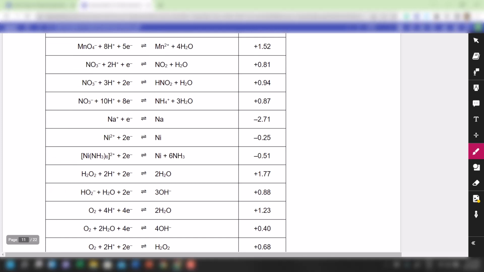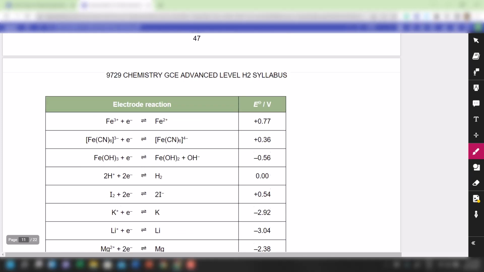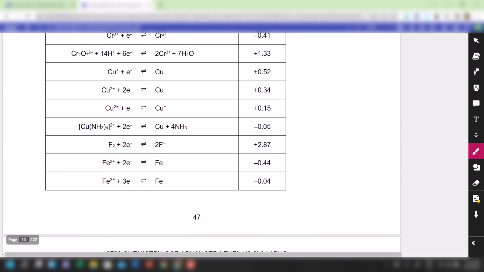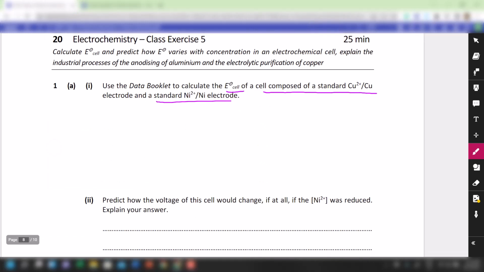Nickel 2 nickel is negative 0.25 volts, and copper 2 copper is positive 0.34 volts. The reduction potential of copper 2 copper is more positive than that of nickel 2 nickel, so I would expect the copper electrode to be the cathode and the nickel electrode to be the anode. With that, we can easily calculate the E cell.